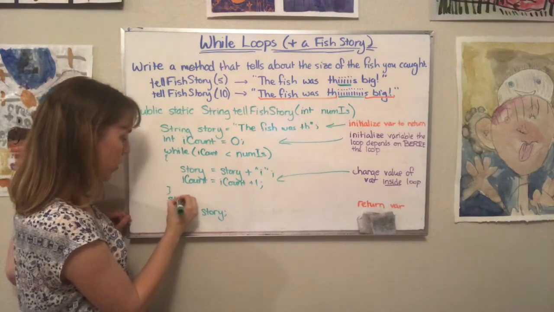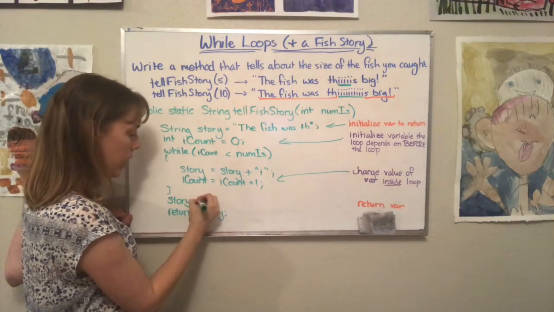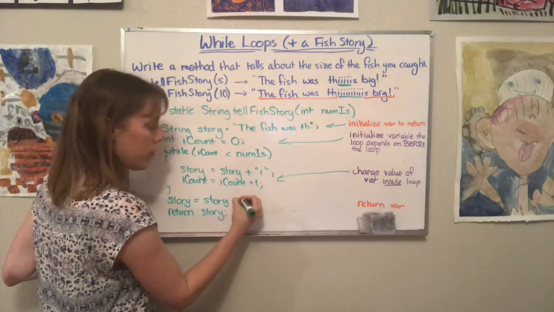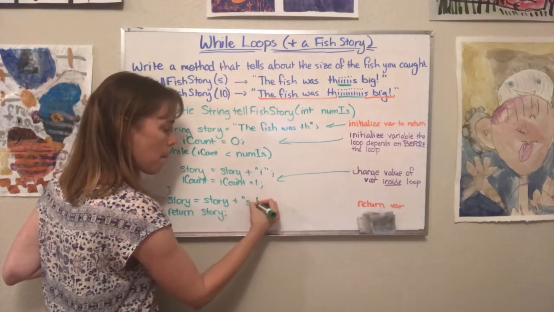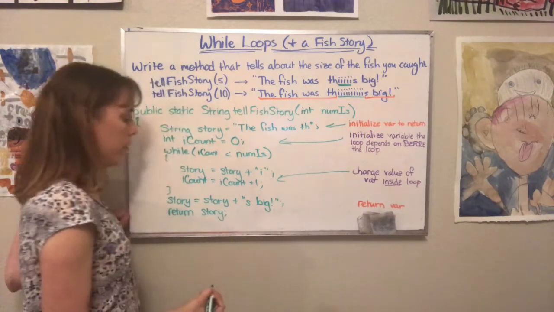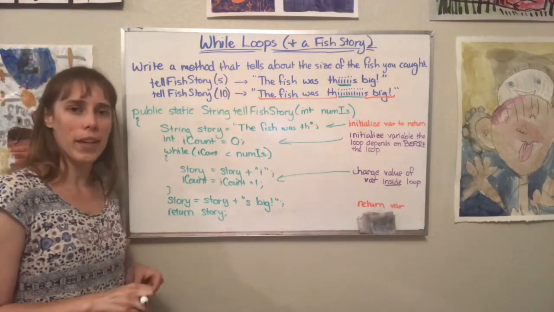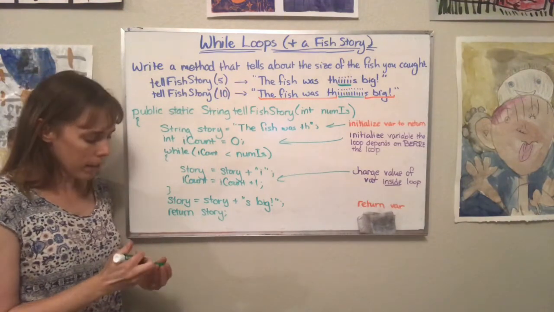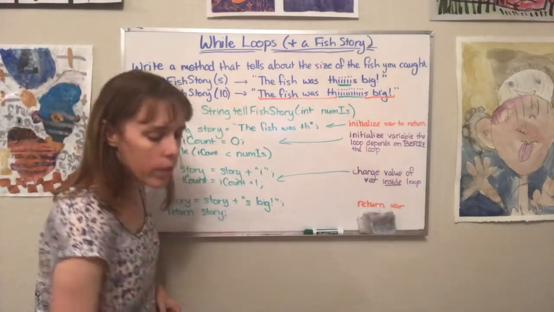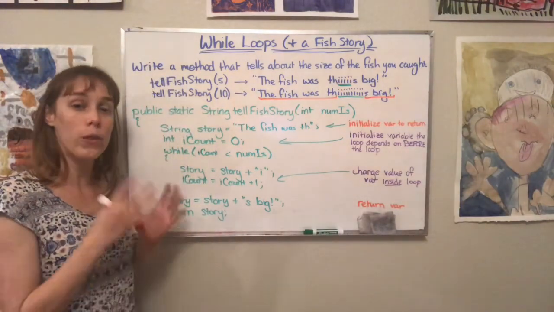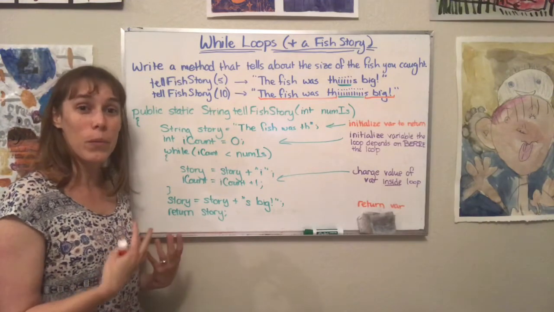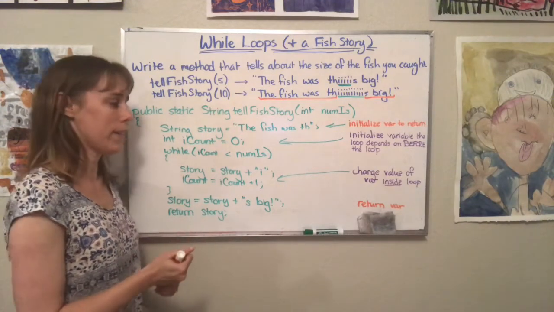So story gets story plus "s big". Okay. Now that should return the right thing. I can make this code a little bit shorter though. So I'm gonna go through and change a few things. If you submit this code, I'm perfectly happy. But there are some things that we can change, and so I'm gonna show you those things now.